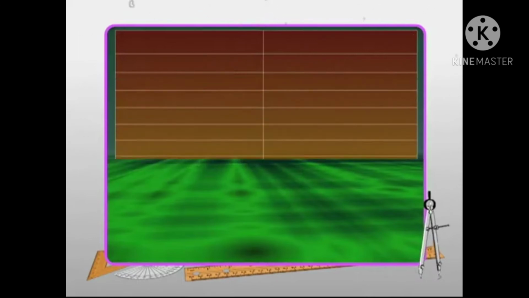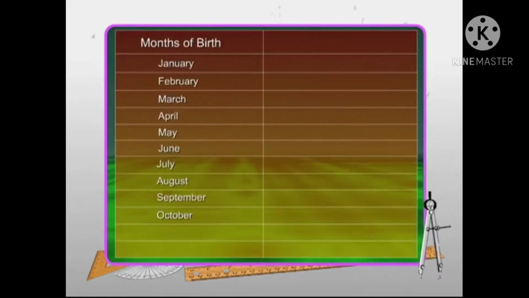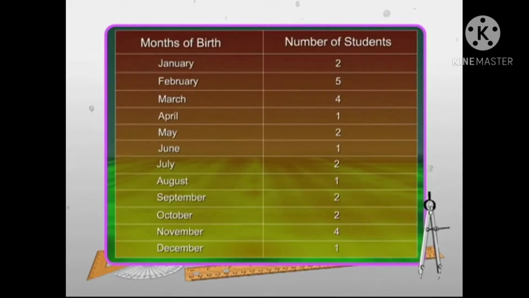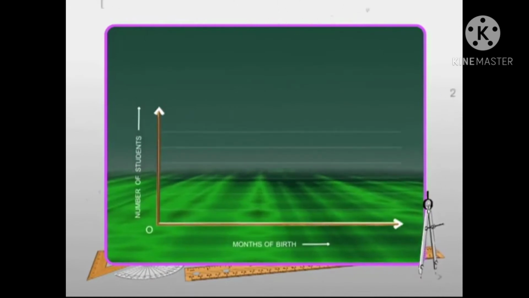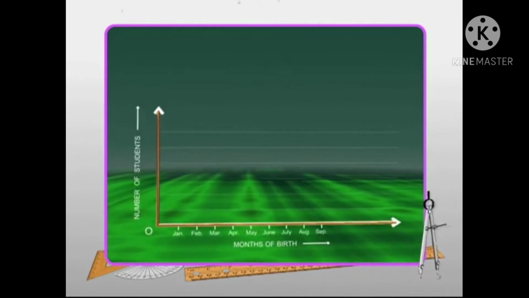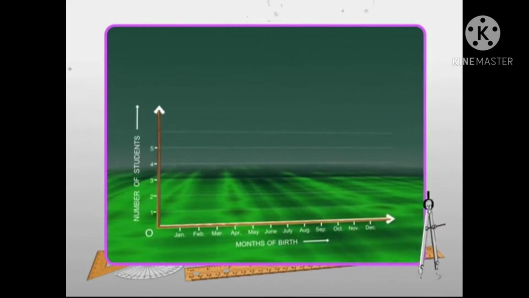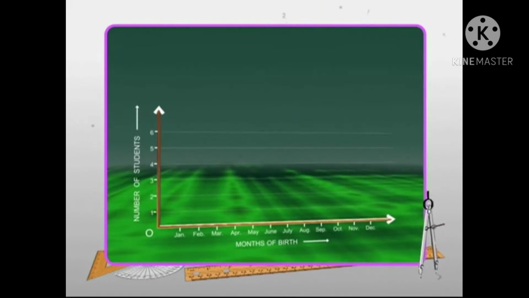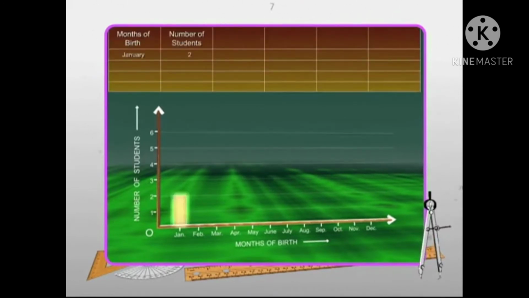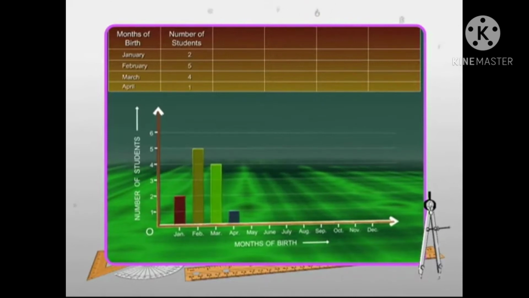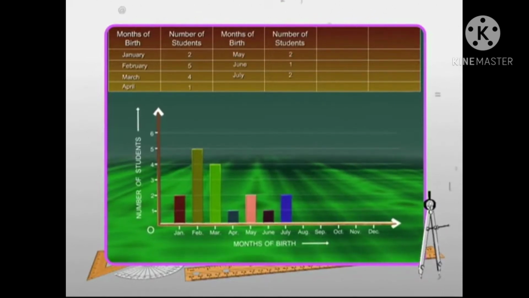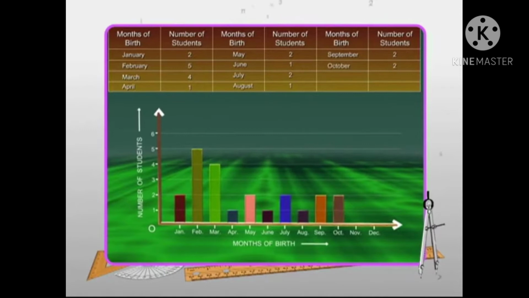Let's consider an example. The birth months of 27 students of a class are given in a tabular form. To represent this data using a bar graph, represent the different months on the horizontal axis and the number of students, that is the frequency, along the vertical axis.